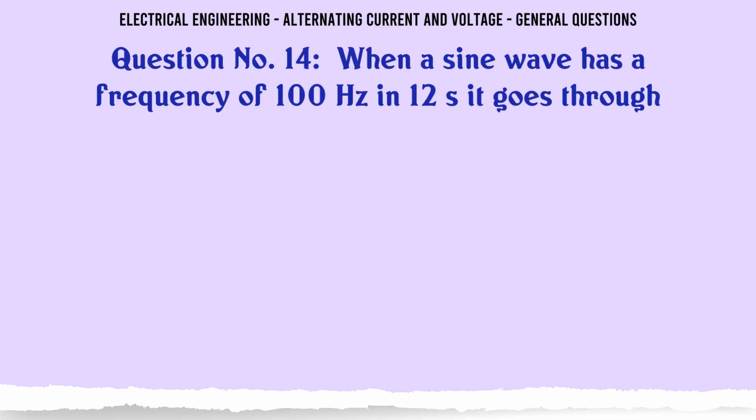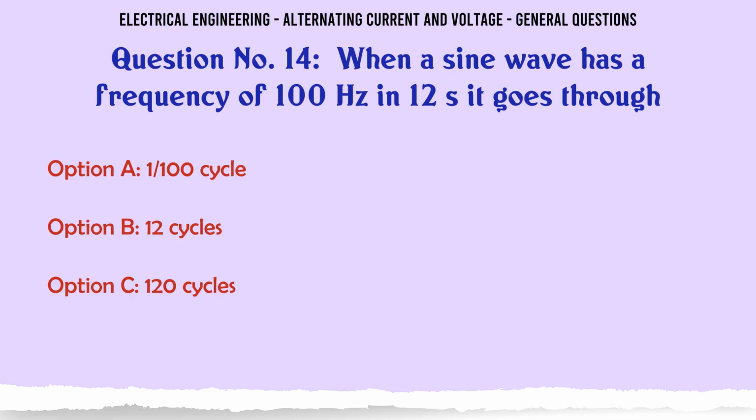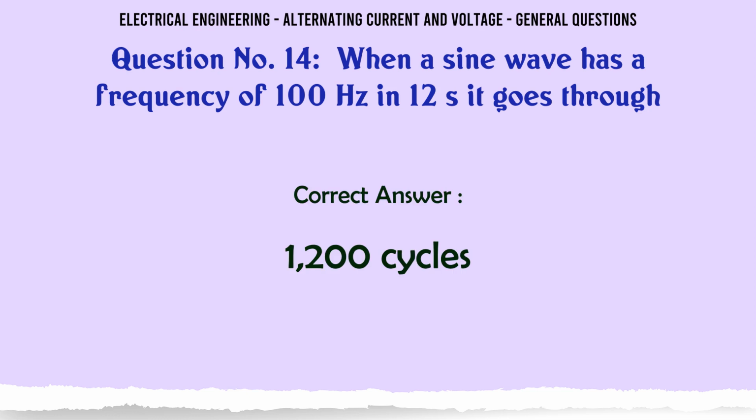When a sine wave has a frequency of 100 Hz, in 12 s it goes through A, 1 100 cycle, B, 12 cycles, C, 120 cycles, D, 1 200 cycles. The correct answer is 1 200 cycles.